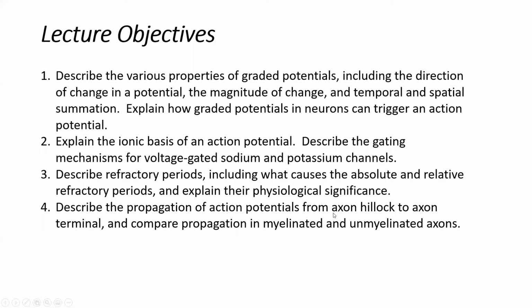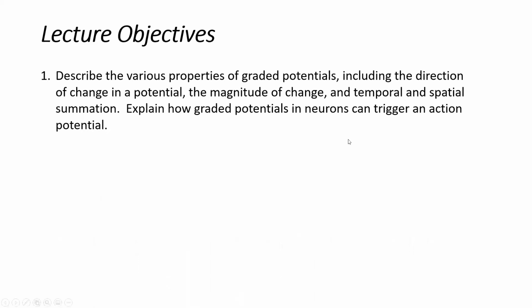Okay, so let's begin with our lecture objectives here. Number one is to describe the various properties of graded potentials, including the direction of change in a potential, the magnitude of change, and temporal and spatial summation. And we're going to talk about how graded potentials in neurons can trigger what we just described, right? The action potential. And then we'll get on to the other objectives going forward. But let's start off with objective one.